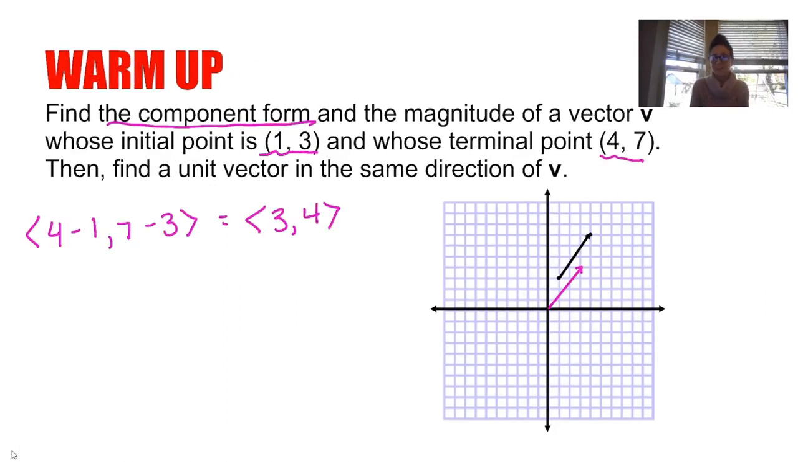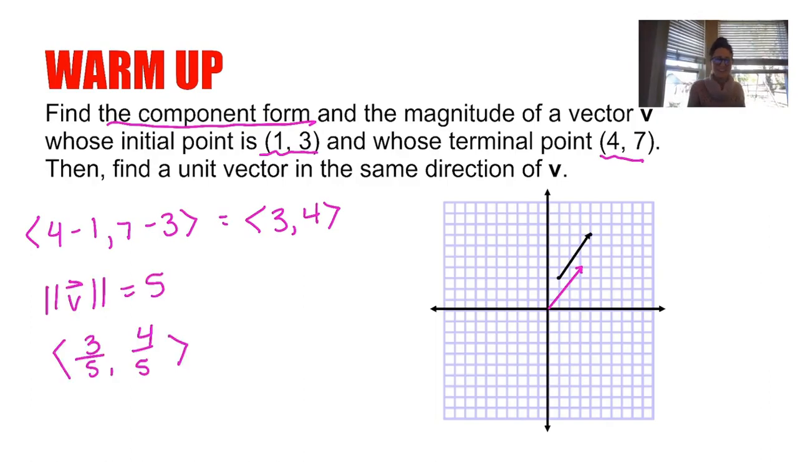Okay, we're back. We should have gotten ⟨3, 4⟩ as our component form, and remember the component form is basically taking that black vector and moving it to the origin. So if I start that vector at the origin, then it terminates at the point (3, 4). So that's my component form. Now do me a favor and find a unit vector. And remember, unit in math means 1, so I want a vector going in the same direction but with length 1. So try that and then hit continue when you want to check your answer.